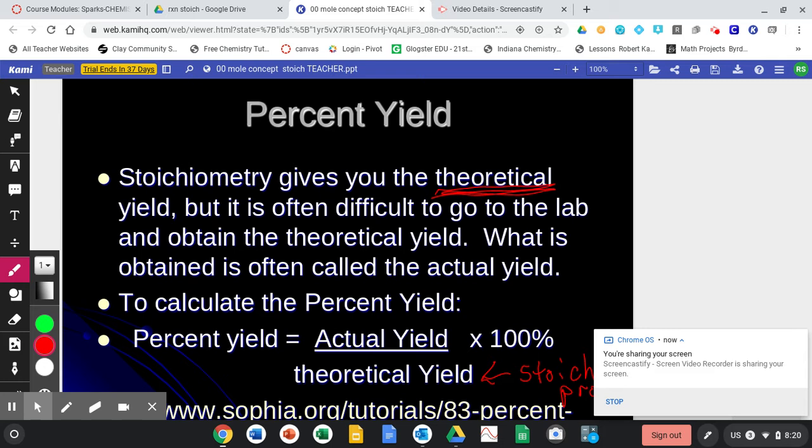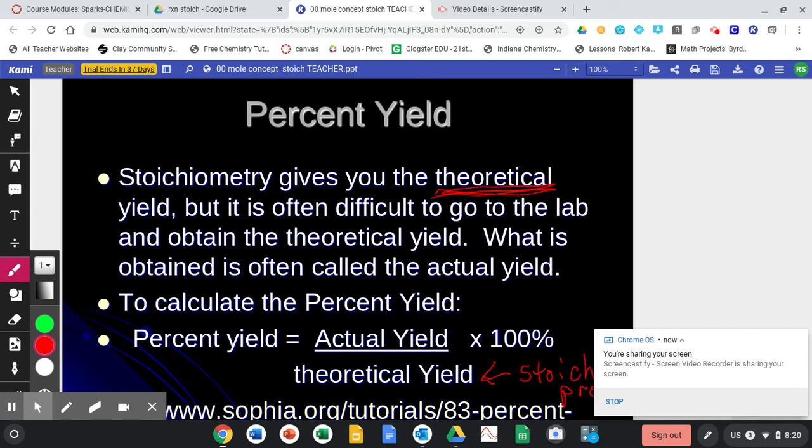When you use measuring devices, some of the stuff always gets left behind in the measuring devices. Sometimes we're not as careful as we mean to be, and a little gets spilled, or we react too fast and it bubbles over. All kinds of craziness can happen in the lab. And so what we get is actually called the lab yield or the actual yield.